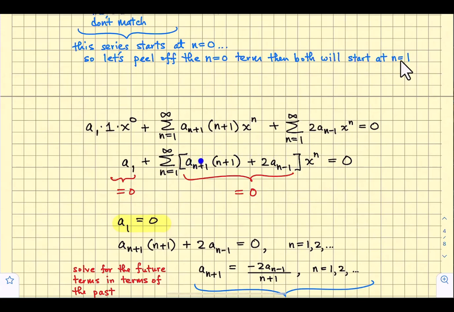I didn't say that every one of these has to be 0. This thing in brackets has to be equal to 0 because it's the coefficient of the nth term in the series, and the series equals 0. So for free, I get that a1 has to be 0. And then I get that the combination that's in the brackets has to equal 0. And that's true for n equals 1, 2, 3, dot, dot, dot.